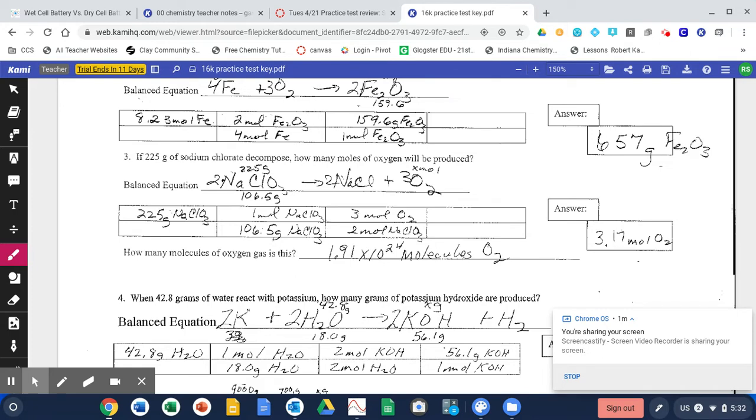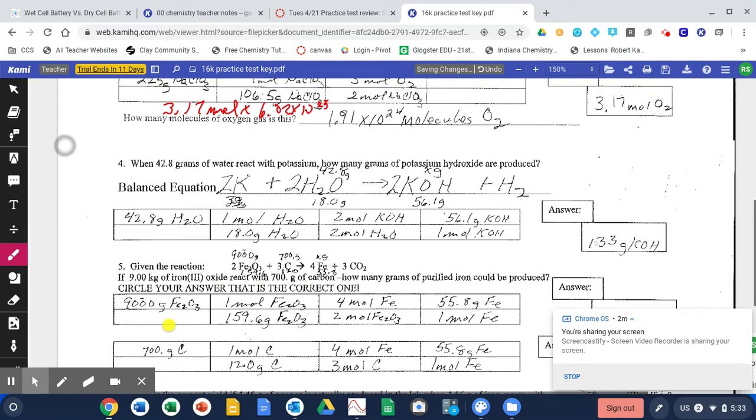To answer the second part, you take those 3.17 moles, and guess what? Times Avogadro's number to get it to molecules. And that gives you the 1.91 times 10 to the 24th molecules. So that's how you get that one.